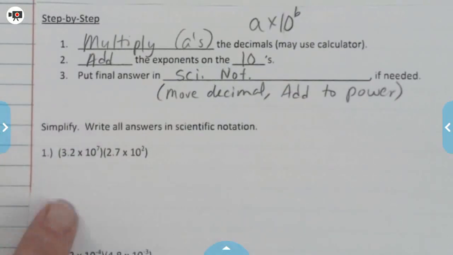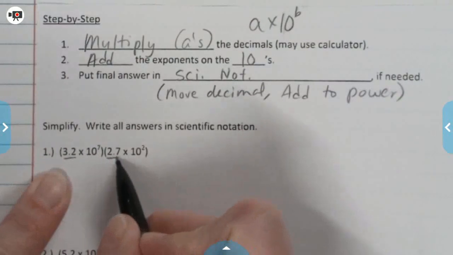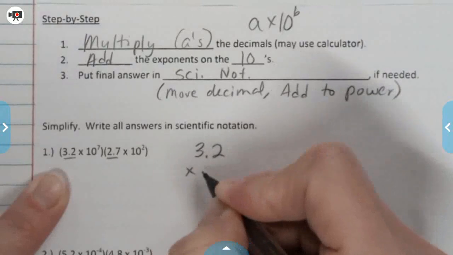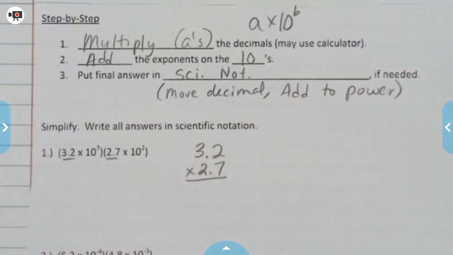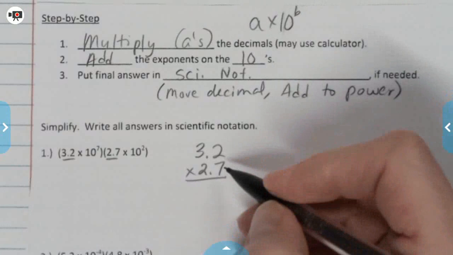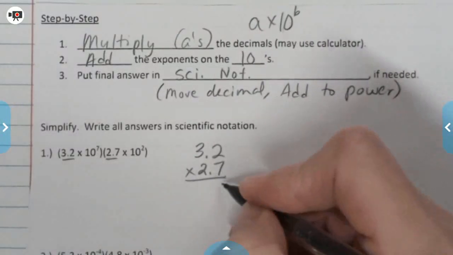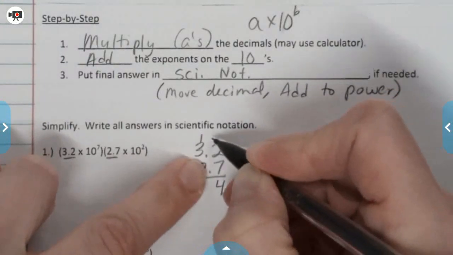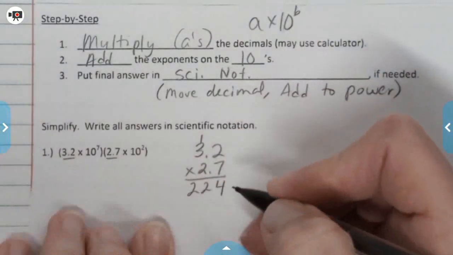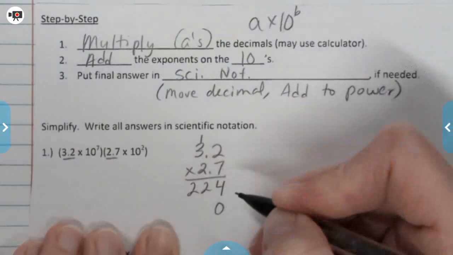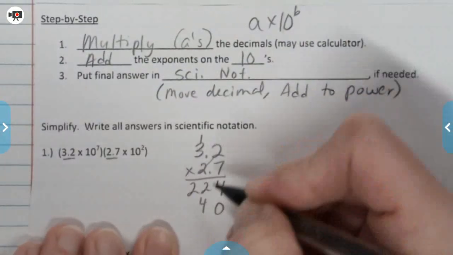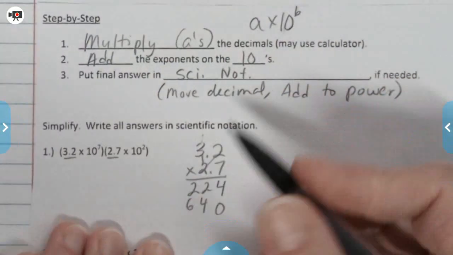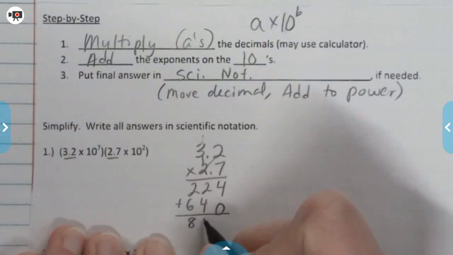So first we're going to take these decimal numbers, the numbers out in front, and multiply those together. So we're just going to set up our long multiplication. It's kind of a pain, but it's not horrible. This isn't too big. So we take 2 times 7 and get 14. Put down the 4, carry the 1. 3 times 7 is 21, plus 1 is 22. And then we put our magic 0. Take 2 times 2 to get 4, 2 times 3 to get 6, and this 1 was from the last round, so we'll leave it. And we add, and so we get 8, 6, 4.